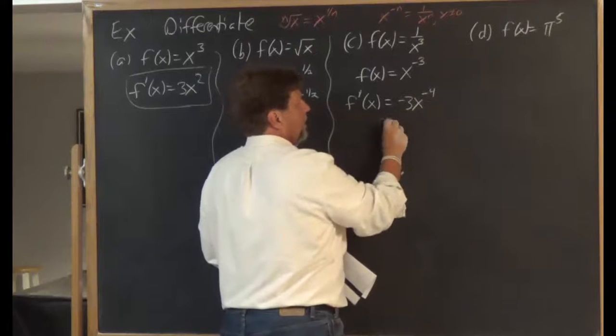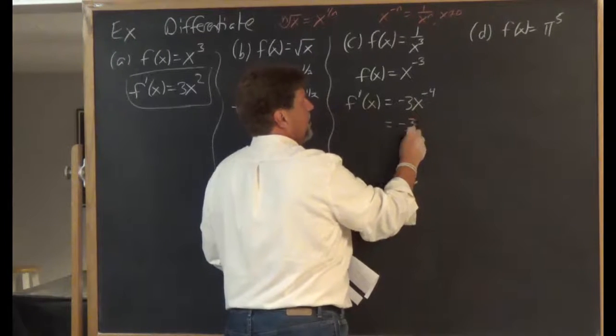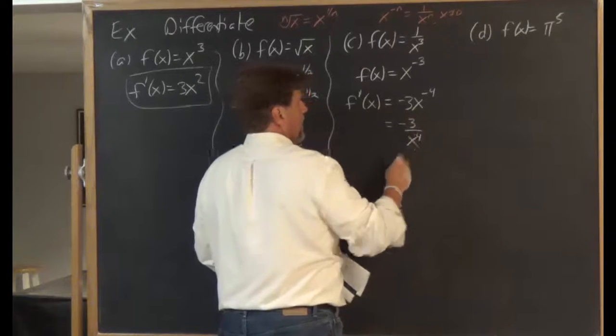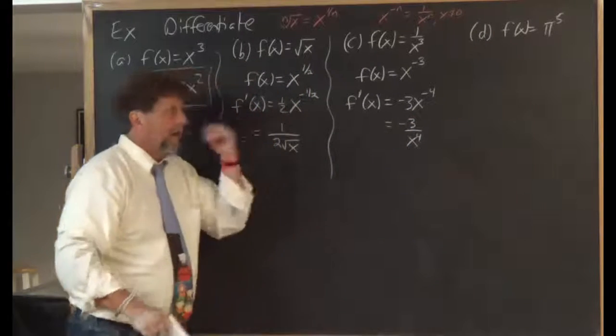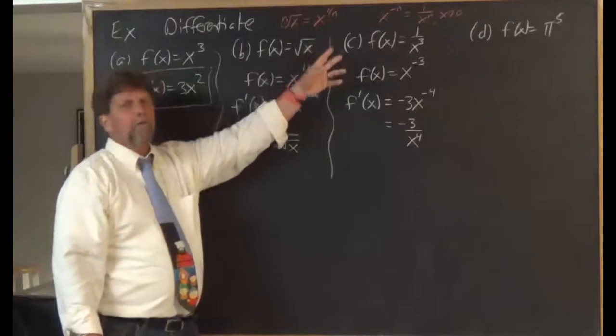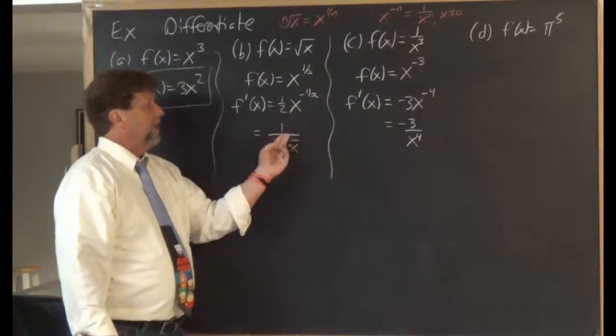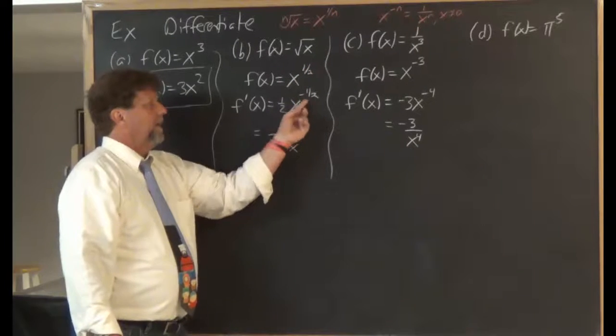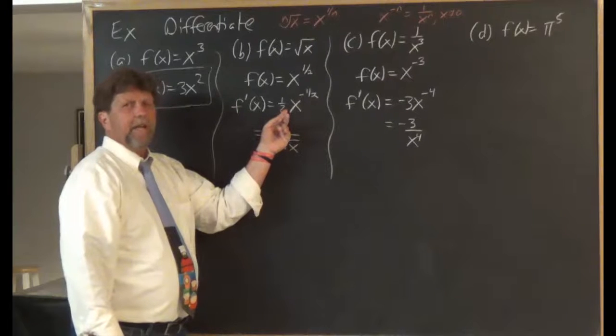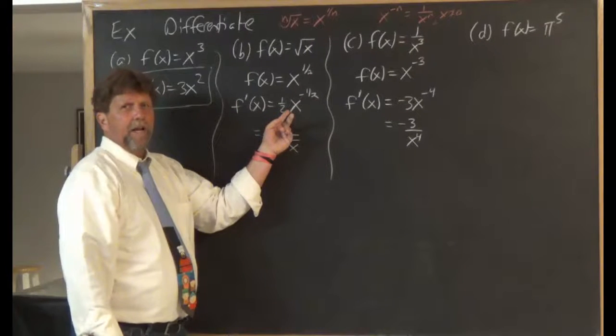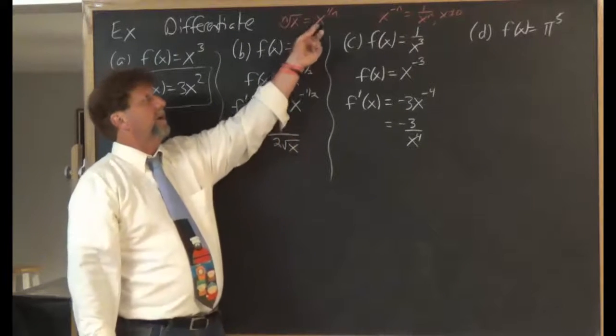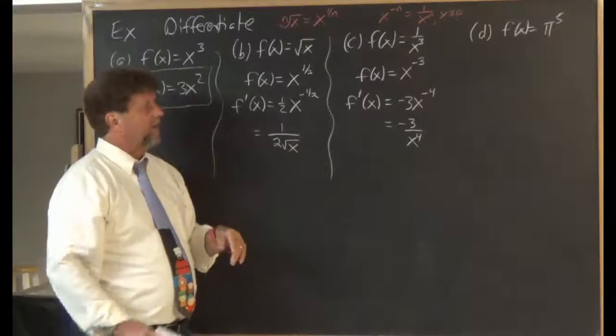Or if you wanted to get rid of that negative exponent, it would be negative 3 over x to the fourth. Notice I kind of used that old rule of exponents going from here to here. X to the negative 1/2 would come to the denominator and be x to the positive 1/2. And then I could rewrite x to the 1/2 as square root of x.